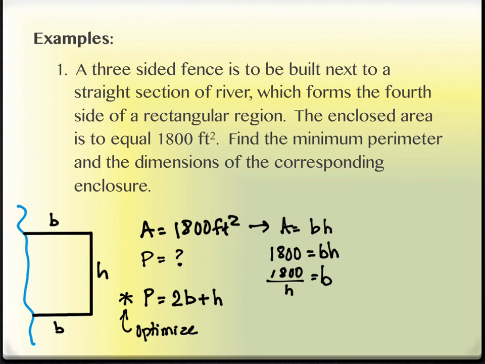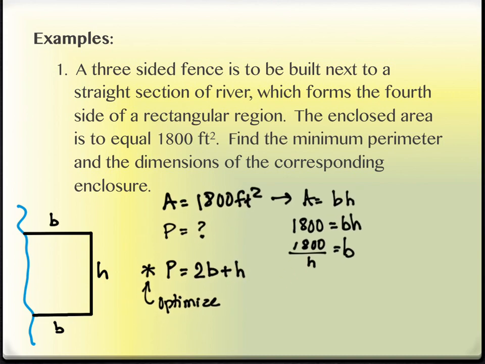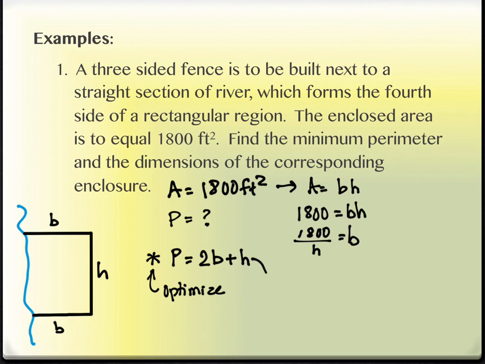And what that means, let me move this up just a little bit so I have a little more space at the bottom. What this means is that this perimeter equation can now be rewritten, and I don't need to have a B in it anymore. In place of my B, I'm going to put 1,800 over H. And then I have my plus H. And that completes guideline number 3 on the previous slide. I now have an equation where everything on the right-hand side has only one variable. Does that make sense? Okay.